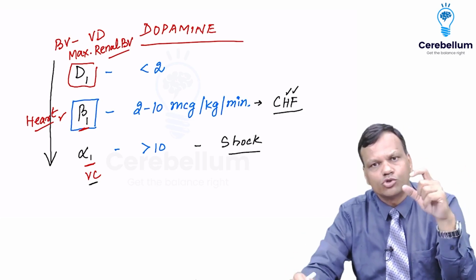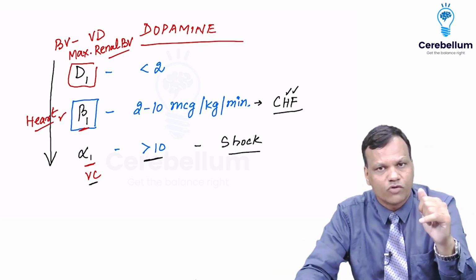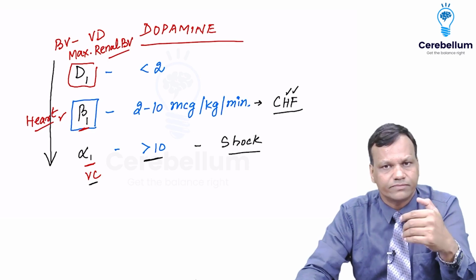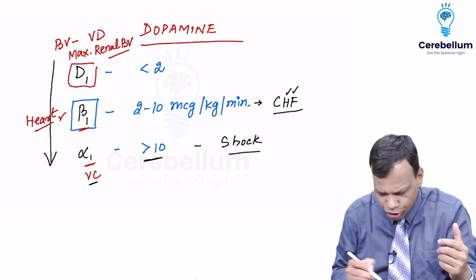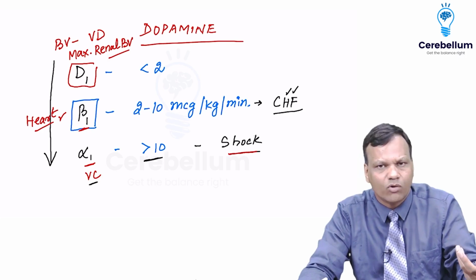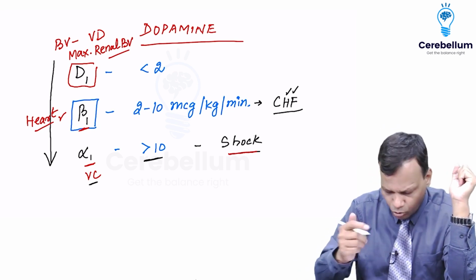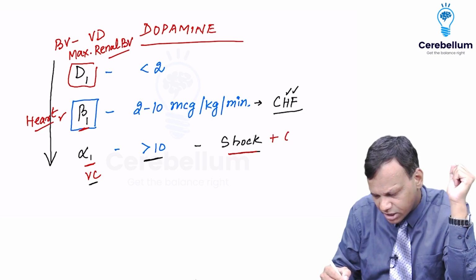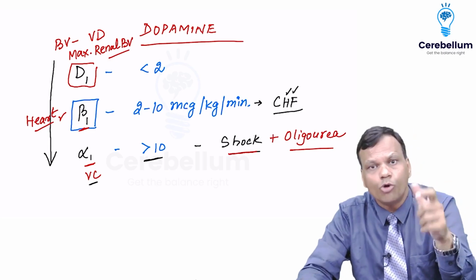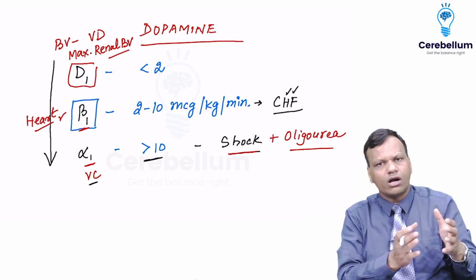But what will be the dose of dopamine for treatment of shock? Yes, it is more than 10. So see carefully, the dose of dopamine for treatment of shock is higher as compared to treatment of congestive heart failure. Okay, so we can use dopamine in shock. But for shock, we can use any drug which causes vasoconstriction, like we can use even phenylephrine, which is an alpha agonist. So what is special about dopamine? Dopamine is specially preferred in a condition in which shock is present along with oliguria, low urine output, or in simple language, kidney failure.